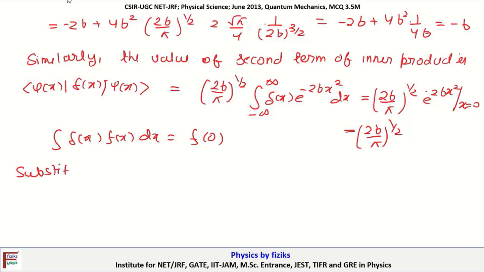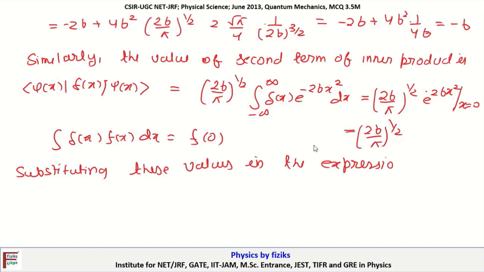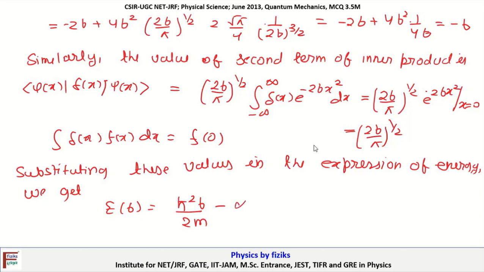Substituting these values in the expression of energy, we get E of B is equal to h cross square B by 2m minus alpha (2B by pi) to the power 1 by 2.